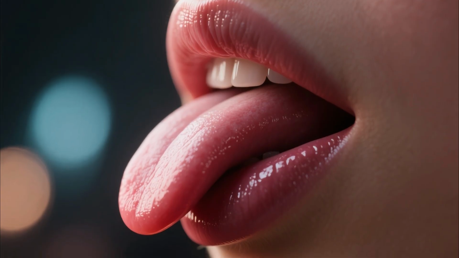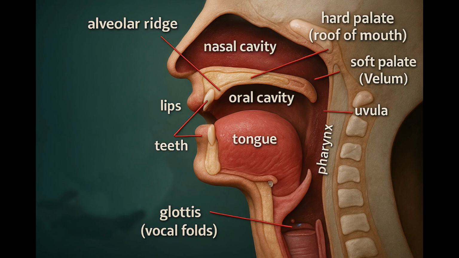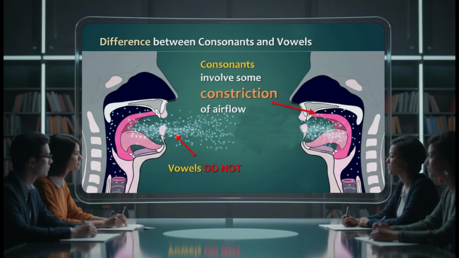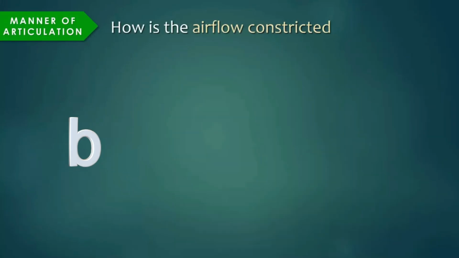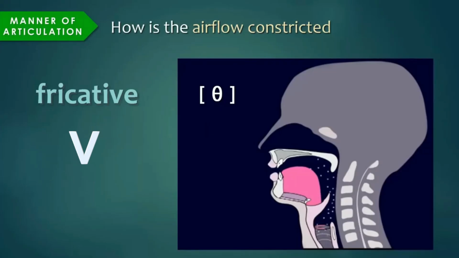From there, every other organ, the tongue and the lips, becomes an articulator. Understanding the manner of articulation was key for me. Some examples. We categorize consonants by how the air is obstructed. Consonants involve some constriction of airflow, while vowels do not, as clearly demonstrated in our module's diagrams. The difference between a stop like B, a complete block, and a fricative like V, a controlled friction, is minimal but crucial for a teacher.